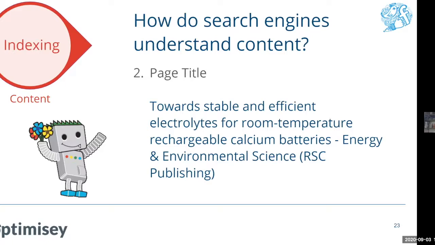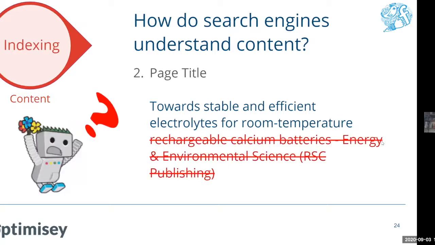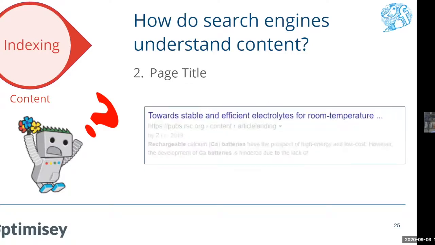The issue they've got with this is Google can't fit all that kind of stuff in. It's way too long. Page title's too long. Actually, what happens is it crops it off. So we've gone from talking about batteries to now towards stable and efficient electrolytes for room temperature. Completely changes the context of the article, because when you see it in the search results, this is what it looks like. You get that ellipsis, the three dots off the room temperature, because it can't fit the rest into the page. So now we've got a page that was about batteries that now says towards stable and efficient electrolytes for room temperature. So maybe it's about thermometers, maybe it's about degrees of Celsius in the average living room, whatever, I don't know. So that kind of thing where the page title is getting cropped off, that's important.